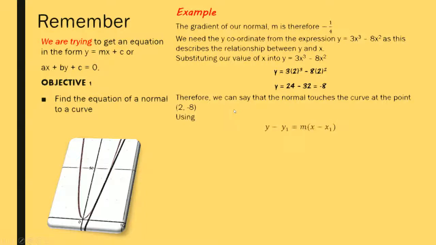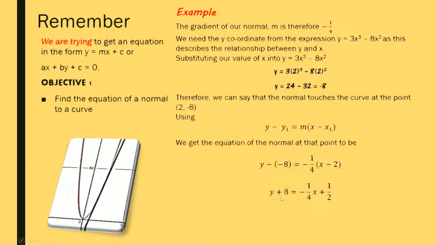Using our y minus y1 equals m times (x minus x1), just like before, we get the equation of the normal at that point to be y minus minus 8 equals minus a quarter (x minus 2). That gives me y plus 8 equals minus a quarter x plus a half. Usually at A level we multiply across by the common denominator, if you know what I mean, or the value of the denominator, which is 4.